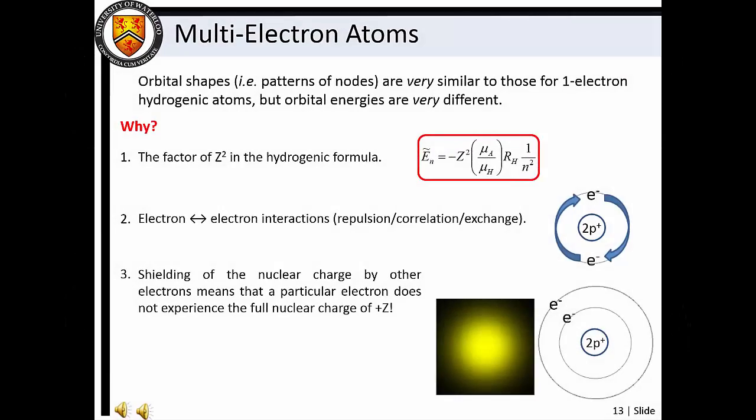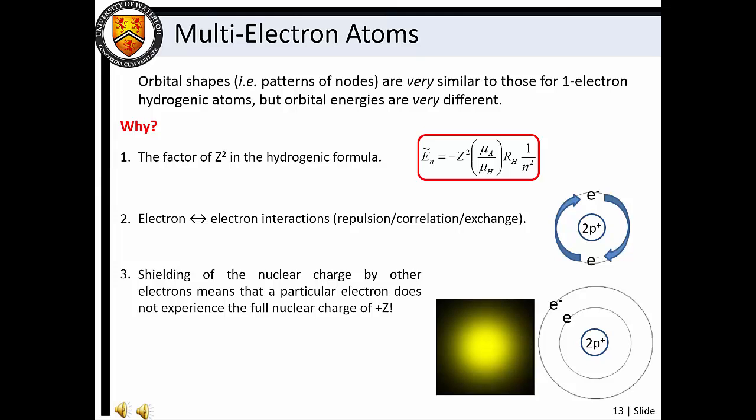When we extend our theory to multi-electron atoms, we find that orbital shapes are very similar to those of the hydrogen atom, but that orbital energies are very different. A major factor for causing these energy differences is the Z squared term in the energy level formula. Most atoms have more than one proton in their nucleus, which means that there can be stronger interactions between the electrons and the nuclei for these species.